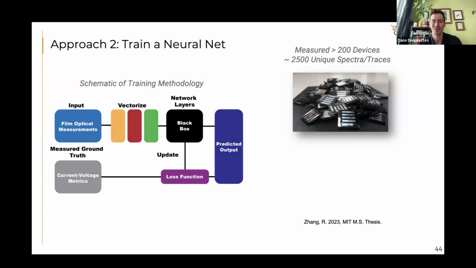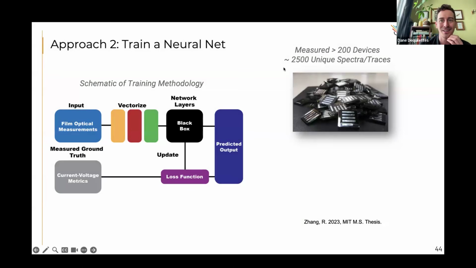So that's approach 1. There's also the second approach, which I think maybe a lot of you were thinking about: this is a huge set of data, why don't we train some machine learning or AI models? And we've worked a lot with Ricky Zhang at MIT and Vladimir Bulovic's group in order to really prove out that this is another option for how we can predict performance. So just highlighting a schematic of the training methodology.